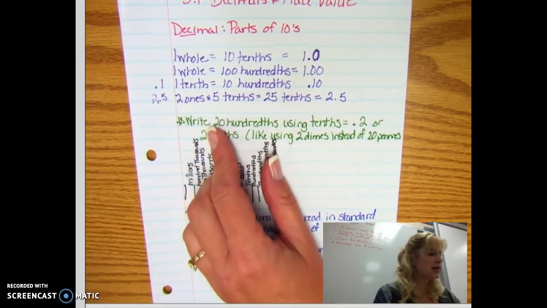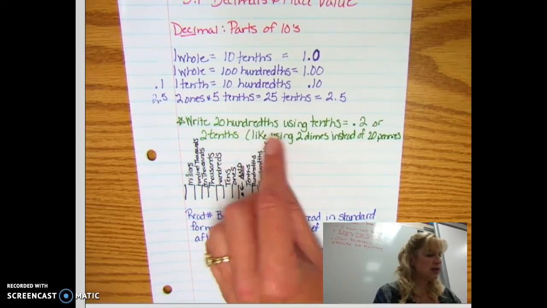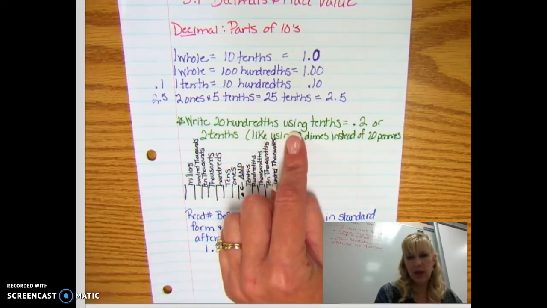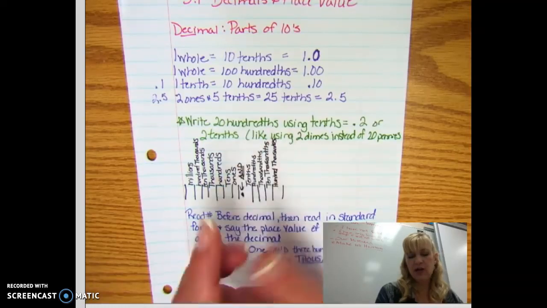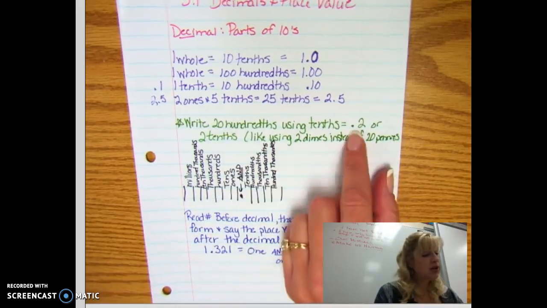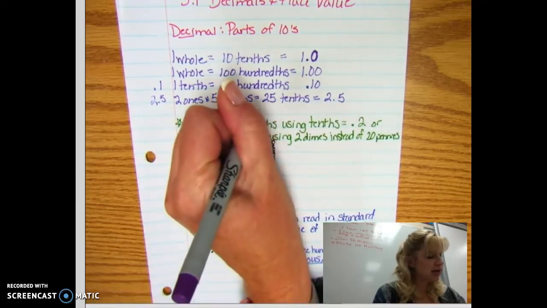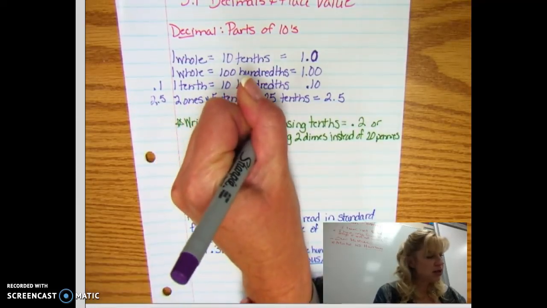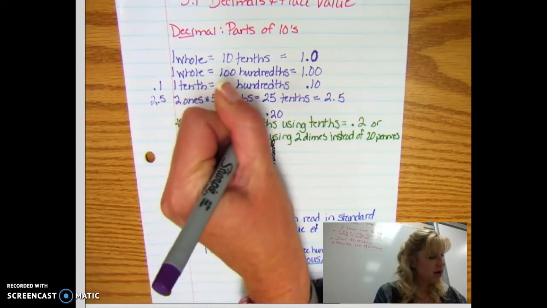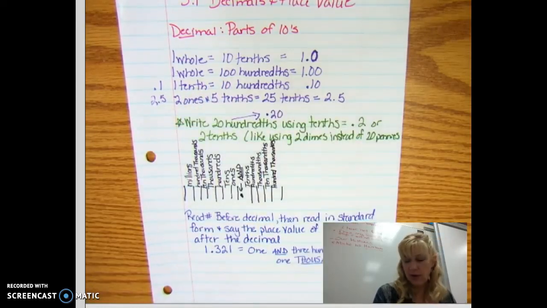So here's a question for you. How would you write 20 hundredths using tenths? Well, that's the same as writing 20 pennies. So if you were to write 20 hundredths, which would be 0.20, you can drop that 0 and it is the same as 2 dimes.